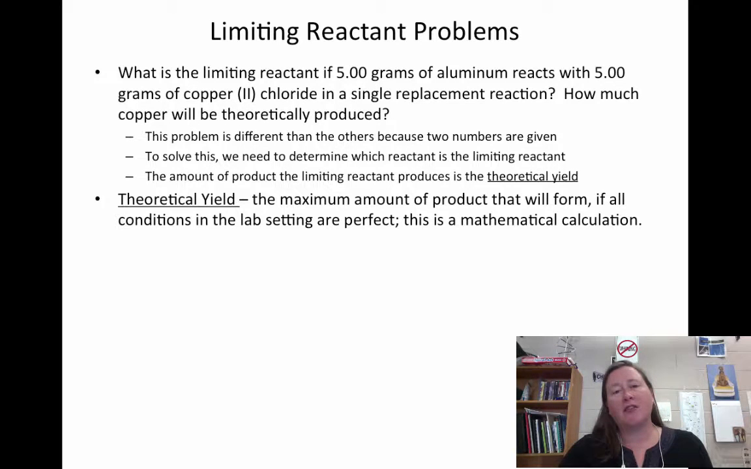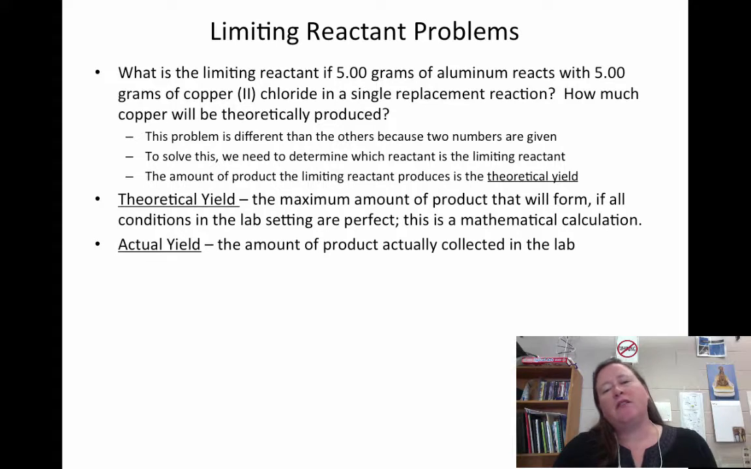It's a mathematical calculation. So if you go to carry this out into the lab, if all conditions go well, if the reaction goes to completion, if you don't lose any of the new product down the drain through the decanting process, or if you don't get some impurities in there that may be causing extra weight that doesn't belong there, the theoretical yield is the theoretical amount that you could possibly form if all conditions in the lab go well. So the actual yield is how much is actually collected in the lab.